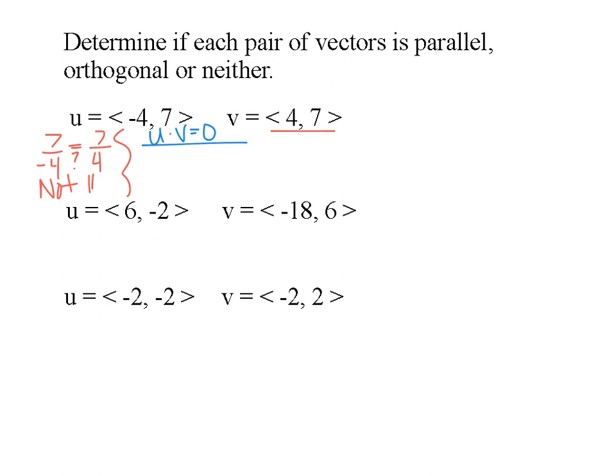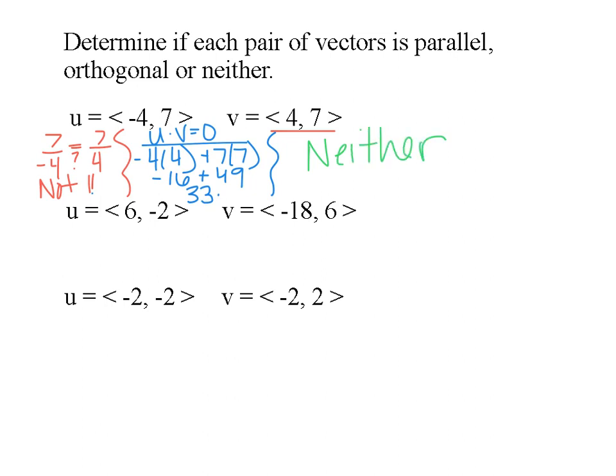So we're going to do negative 4 times 4 plus 7 times 7. So we'd get negative 16 plus 49. I can already tell it's not going to be 0. That is actually equal to 33. All right, so now knowing that, we know it's not parallel, not orthogonal. It didn't ask us to find what the angle is between them, so we can just say neither.